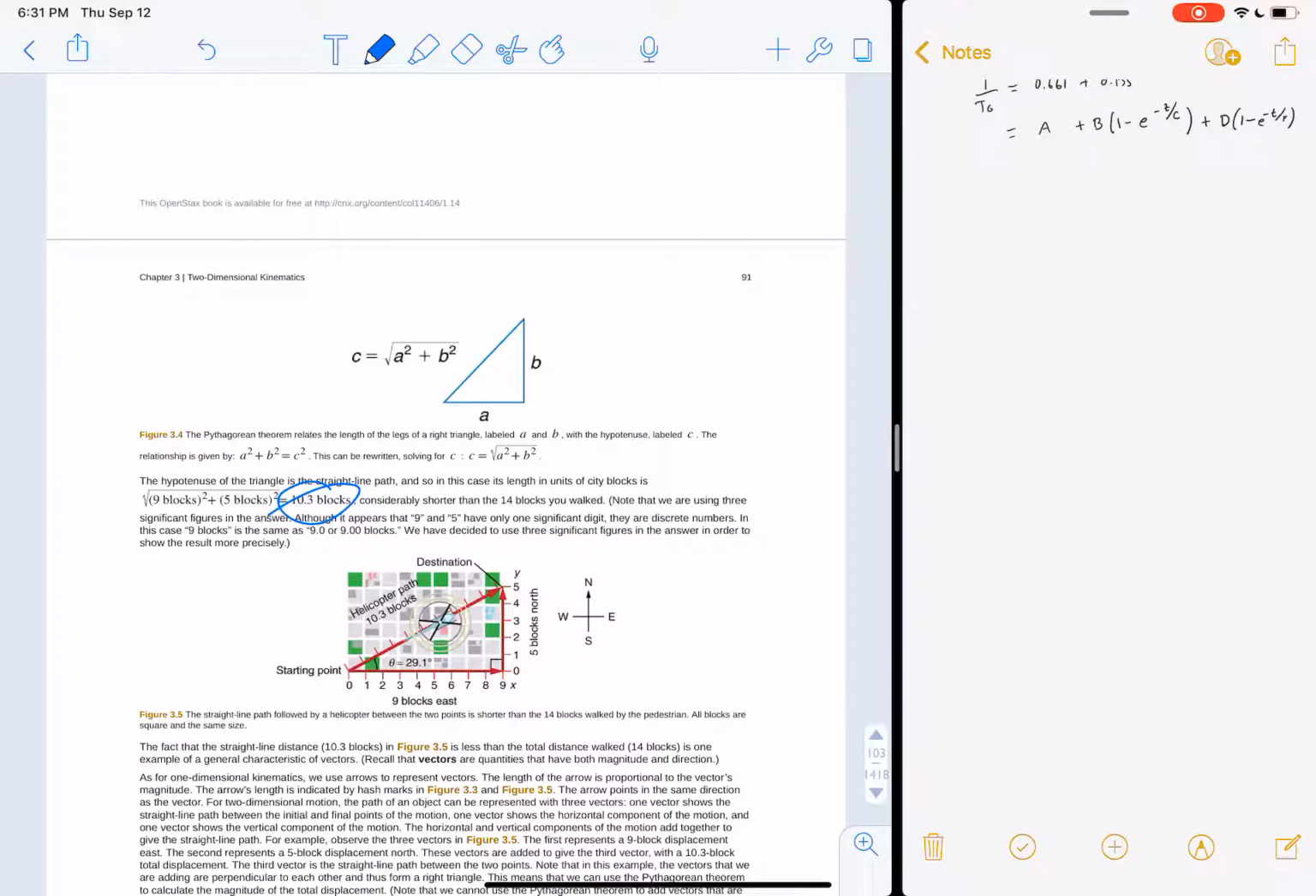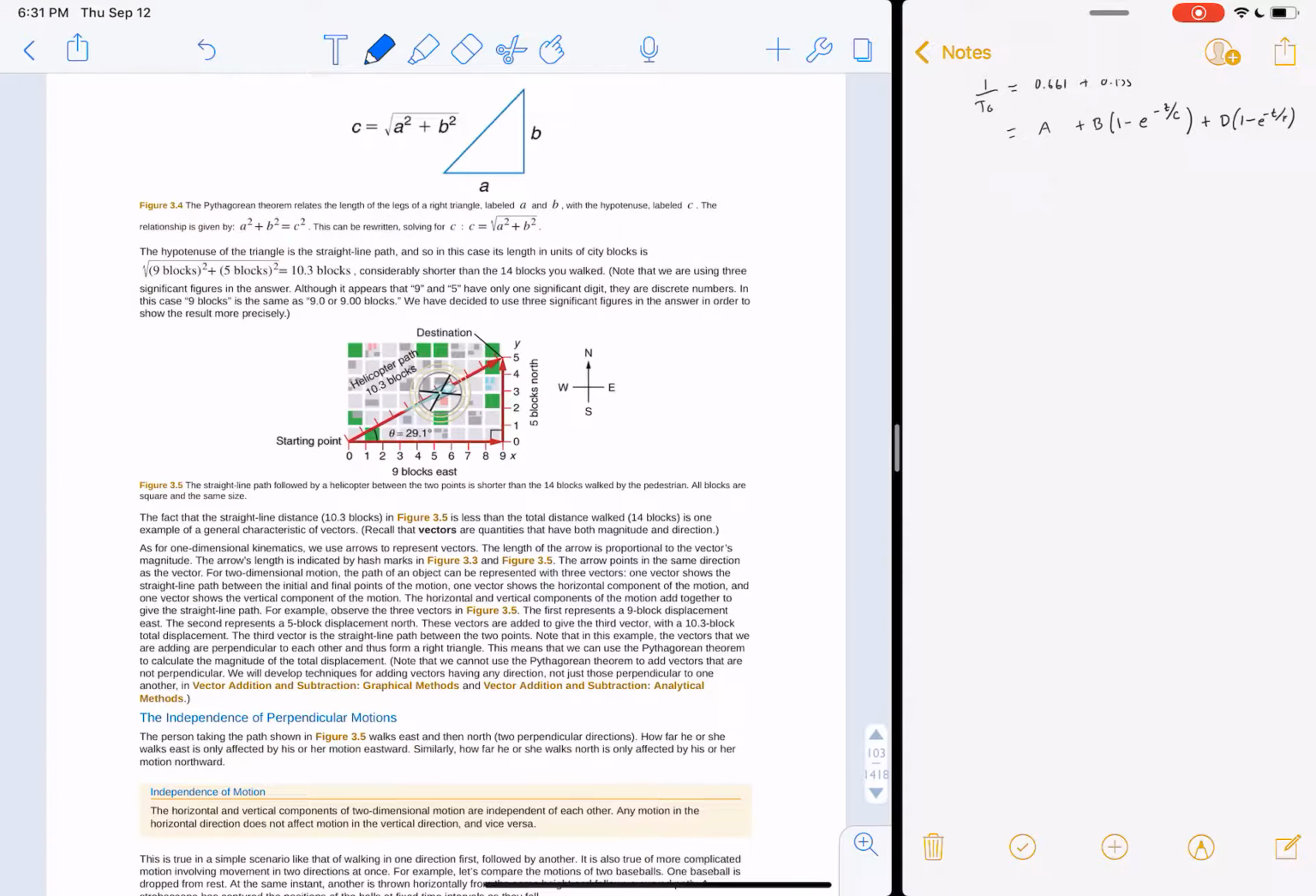There's your total distance. If a helicopter made that same flight, they would only have to travel 10 blocks instead of 9 plus 5 is 14 blocks. So you can see you can save some time there.